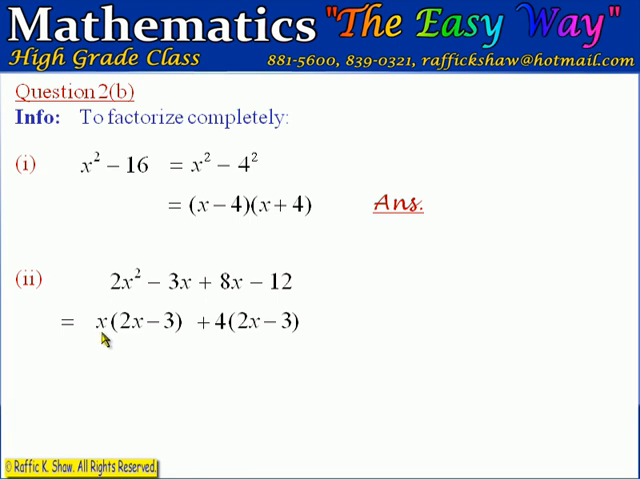And so now this is just like saying x apples plus 4 apples, and the result therefore is going to be x plus 4 apples, right? So the final line of factorization is this: x plus 4 in the first bracket multiplied by 2x minus 3 in the second bracket, and that's the result of that factorization. All right, let's now look at question 2c.